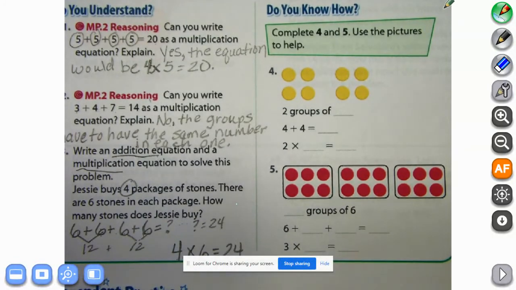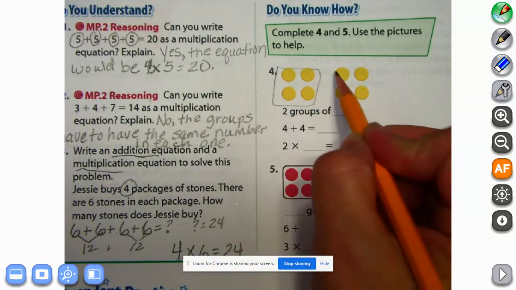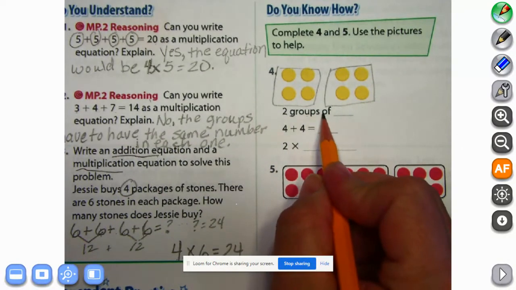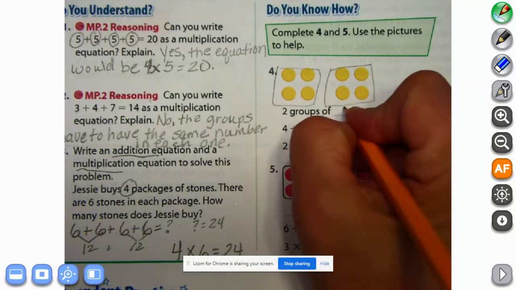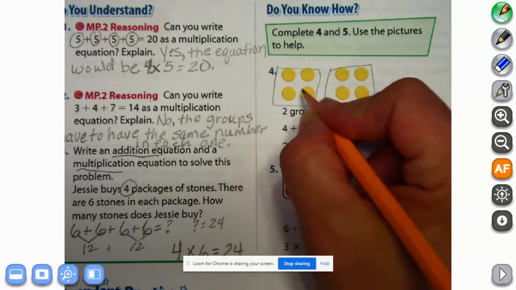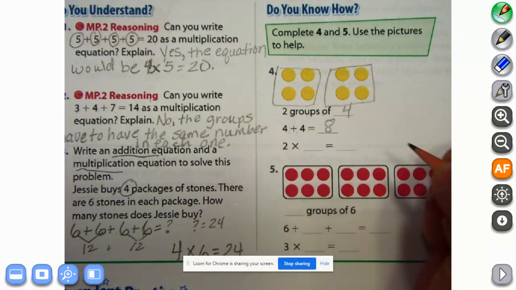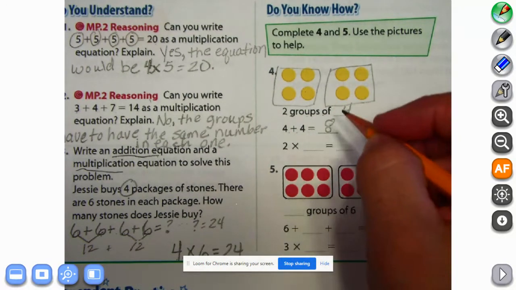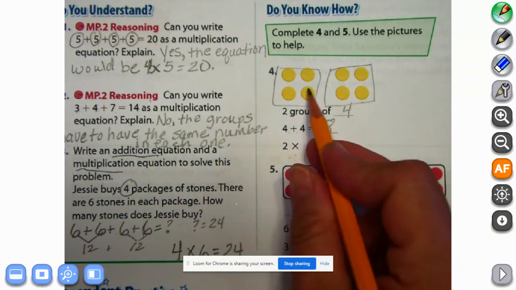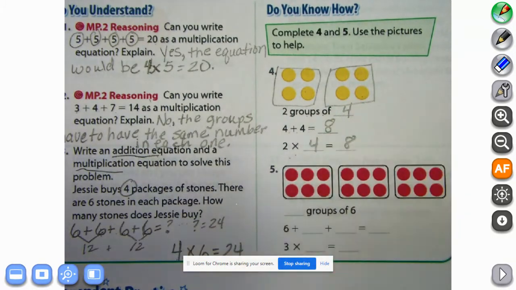All right, so number 4, we see a group here and a group here. So it says 2 groups of, how many are in each one? We have 4. That's the same as 4 plus 4, because we can add this 4 plus this 4, and we know that makes 8. But if we're going to make a multiplication problem, we have 2 groups of 4. That makes 8.